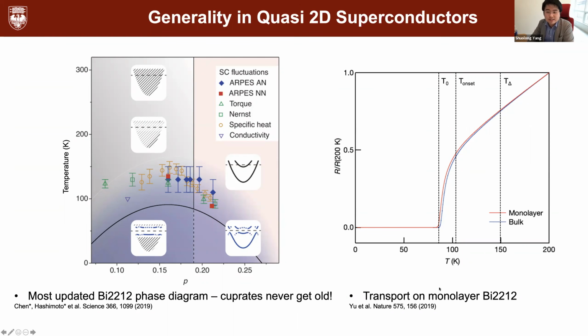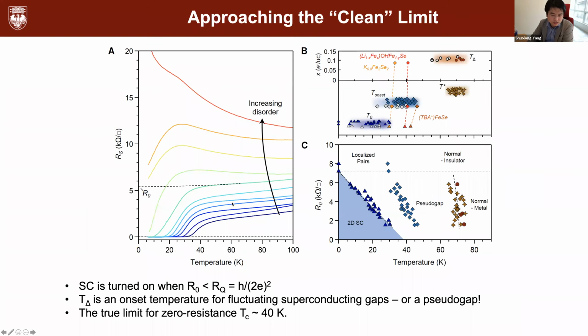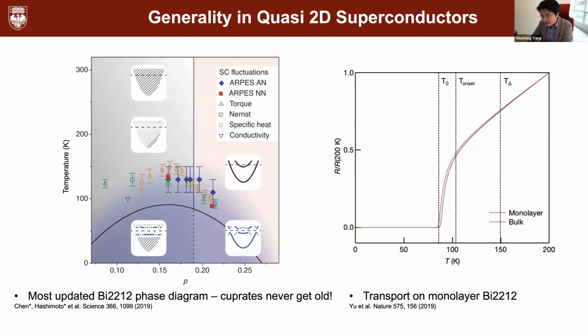This can also be seen from the transport studies on monolayer bismuth 2212. This was beautiful work done by Professor Yuanbo Zhang's group from Fudan. And if you look at this transport curve and compare it with all these transport curves that I obtained from iron selenide, they are surprisingly similar.